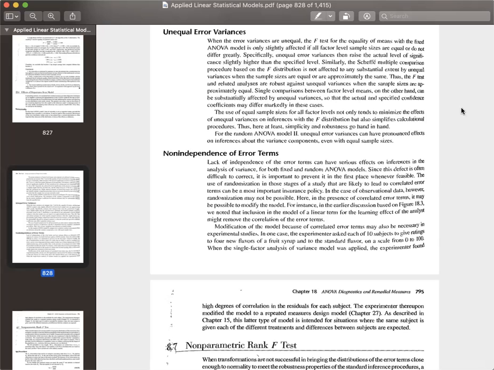The lack of independence of the error terms can have serious effects on inferences in the analysis of variance for both fixed and random ANOVA models. Since this effect is often difficult to correct, it is important to prevent it in the first place whenever feasible. The use of randomization on those stages of a study that are likely to lead to correlated error terms can be a most important insurance policy. In the case of observational data, however, randomization may not be possible. Here, in the presence of correlated error terms, it may be possible to modify the model. Modification of the model because of correlated error terms may also be necessary in experimental studies.